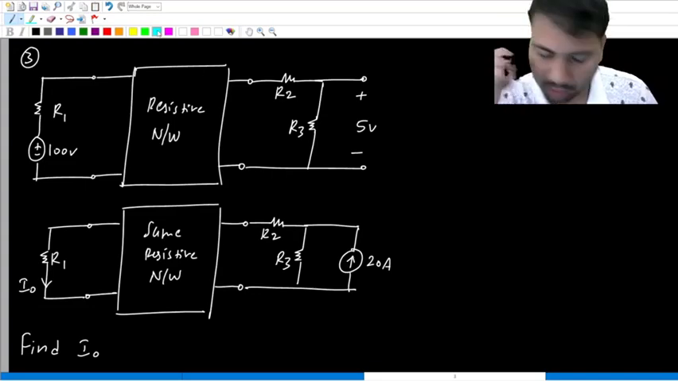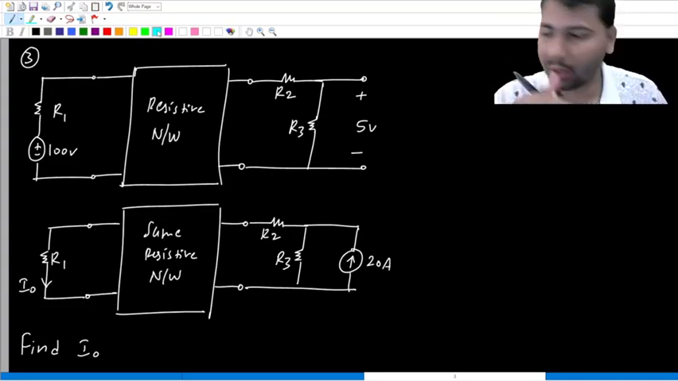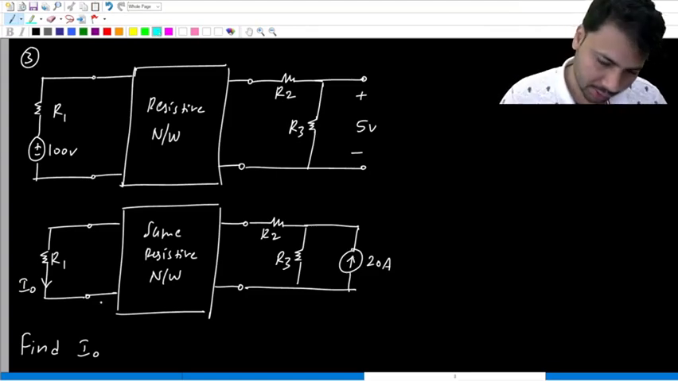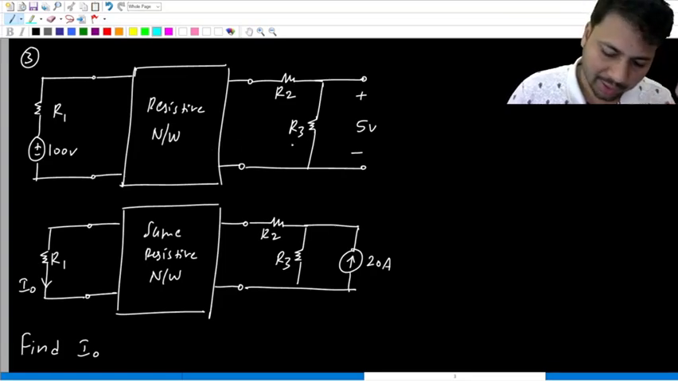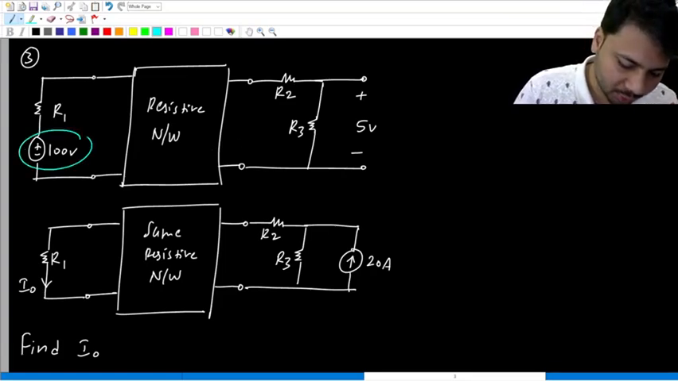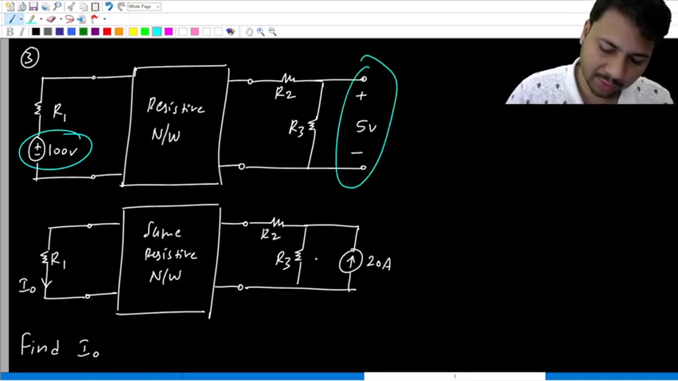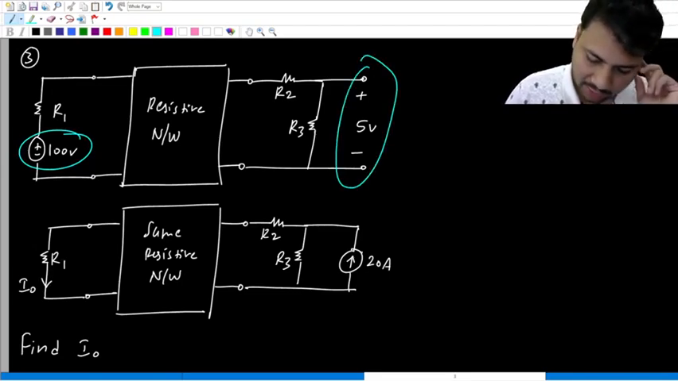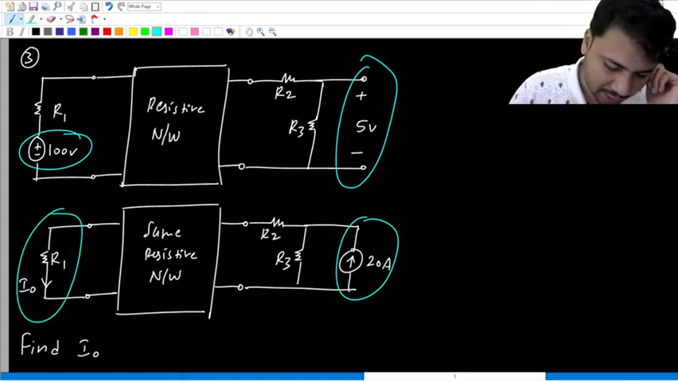Look at the next question. So here also two different circuits are given. The question is to find I0. If you look at each circuit, in each circuit only one source is present. Here a source is present, here nothing is present. And in the second circuit, here we have a source, left hand side there is no source.